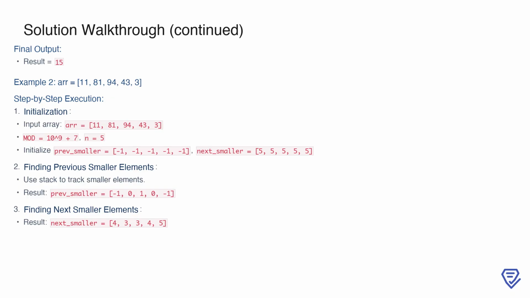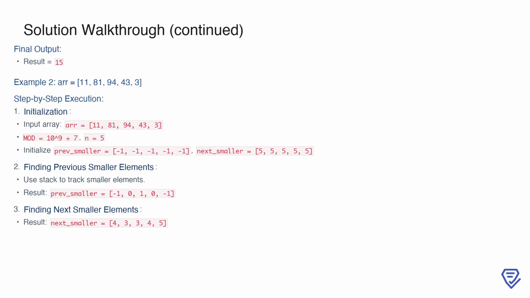As before, we initialize mod equals 10 to the power of 9 plus 7, n equals 5, and set up preb_smaller with all -1 values and next_smaller with all 5. First, we calculate preb_smaller using the stack. After iterating through the array, the result is preb_smaller equals -1, 0, 1, 0, -1.